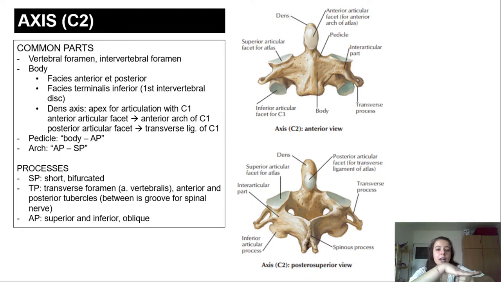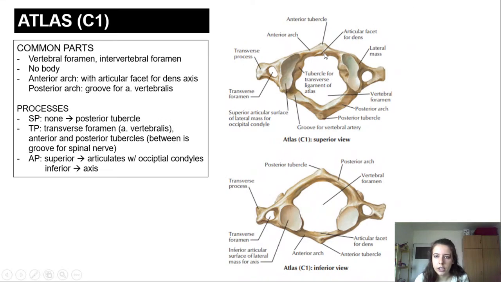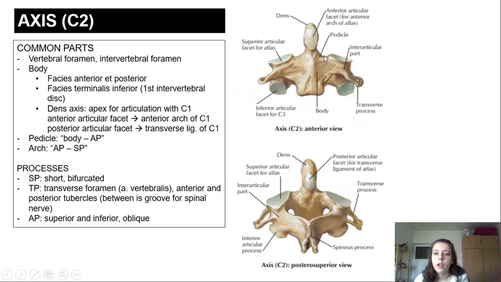This is going to be facies terminalis superior that is absent here. In axis, we don't have facies terminalis superior because we have dens, but we have facies terminalis inferior. Dens serves for articulation with atlas. And we have the anterior articular facet here, which is going to articulate with the anterior arch of atlas. So we go back, it's going to enter here, going to articulate here. And the posterior articular facet for the transverse ligament of C1 atlas.